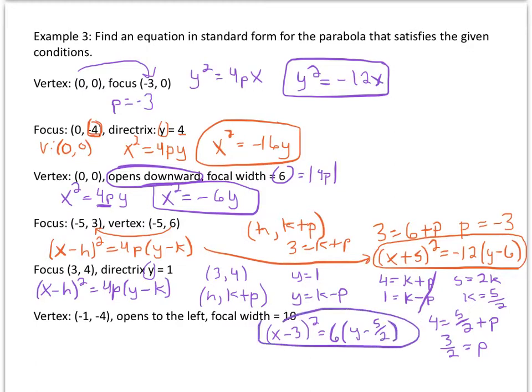And the last one, they tell us the vertex, they tell us it opens left, and the focal width is 10. And so since it opens to the left, that means that x is the variable that's not squared, and that it's going to have a negative in front. It's going to be y plus 4 squared equals 4p, which is the same as 10, but since it opens to the left, which is towards the negative numbers for x, it's going to be -10. And this will be x plus 1. So there's that one.